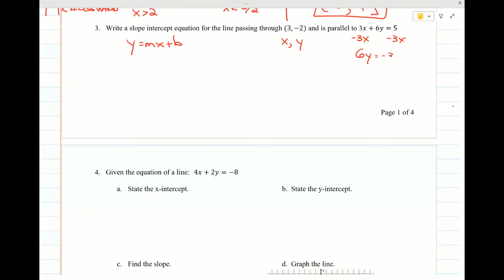6y is equal to negative 3x plus 5, and then divide by 6. Y would equal negative 1/2 x plus 5 over 6. So the slope of this line is negative 1/2. The slope of a parallel line would therefore be negative 1/2. So when we go to write this in slope-intercept form, we're going to put negative 2 for y, negative 1/2 for m, 3 for x, and solve for b.